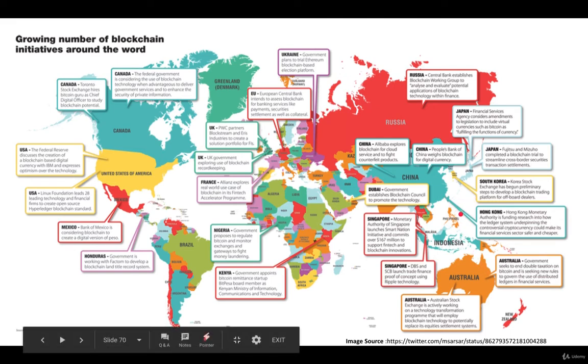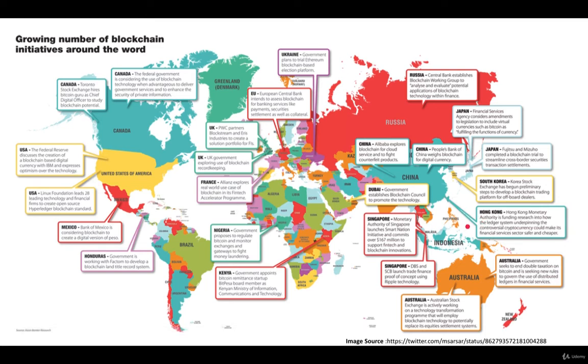Hong Kong. The Hong Kong Monetary Authority is funding research into how the distributed ledger system can help to look at the controversial cryptocurrency and make the financial service sector safer and cheaper. South Korea. The Korea Stock Exchange has begun the preliminary step to develop blockchain trading platform, basically for the off-board dealers. In Japan, Fujitsu and Mizuho have completed a blockchain trial to streamline cross-border security transaction settlement. We'll be speaking about cross-border and transaction settlements later in the banking sector use cases.